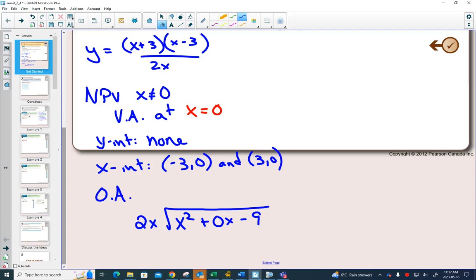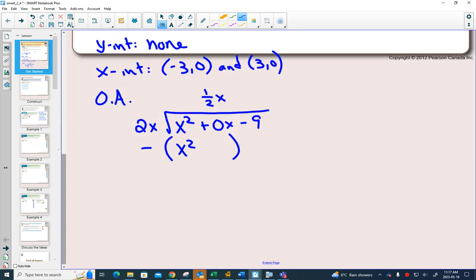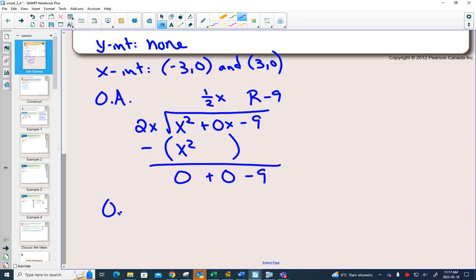And I have to ask myself, what would I multiply 2x by to get x squared? You would have to multiply by 1/2 x. 1/2 x times 2x is x squared. And that's the only thing you'd have, so you need to subtract. If you subtract, you get 0 plus 0 minus 9. No more x's left, so we just have our remainder of minus 9. So we have our oblique asymptote at y equals 1/2 x.